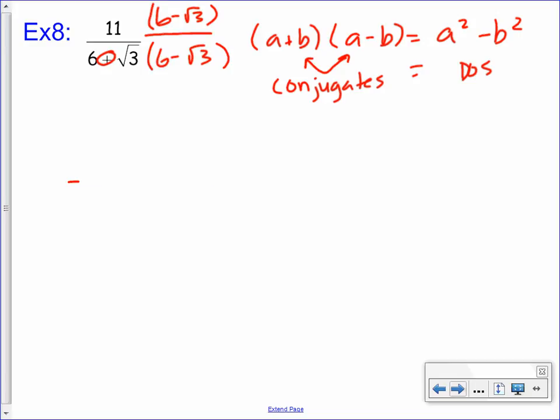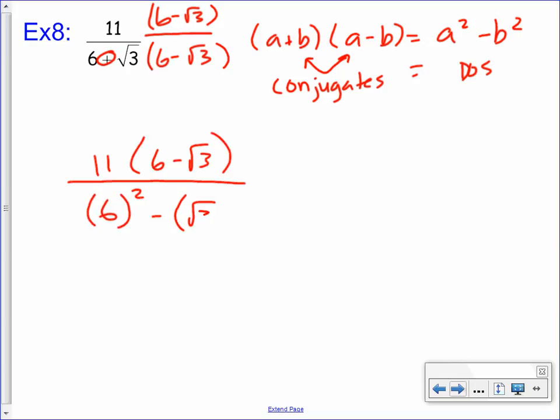So here's what you got. At the top, you have 11 times 6 minus root 3. At the bottom, you have A squared minus B squared: 6 squared minus root 3 squared. And that'll get rid of the radical for you. Sweet. P.S. We do this in trig all the time. All the time.